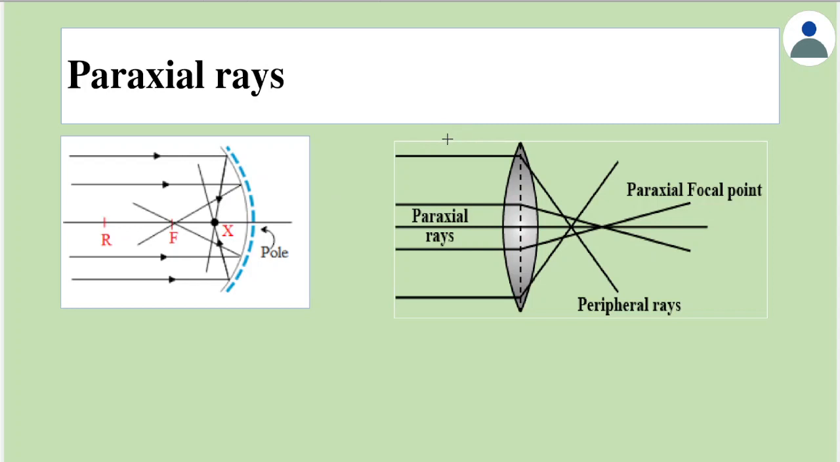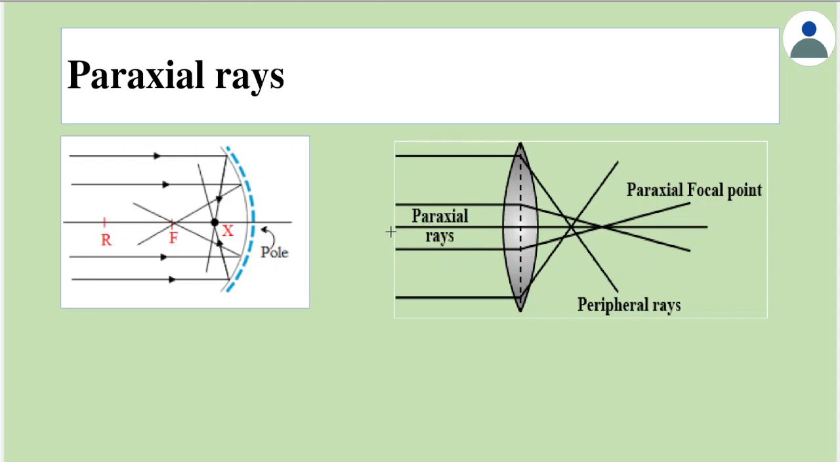Basically, what it means is that these are rays which are very close to the principal axis, as shown here. These are called paraxial rays. Otherwise, the focus would be different.